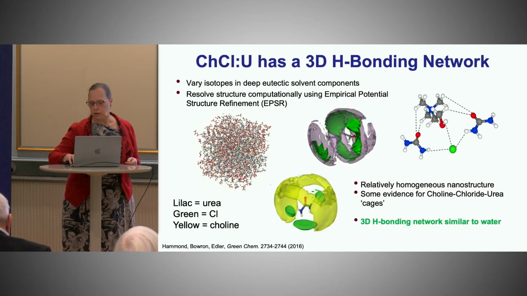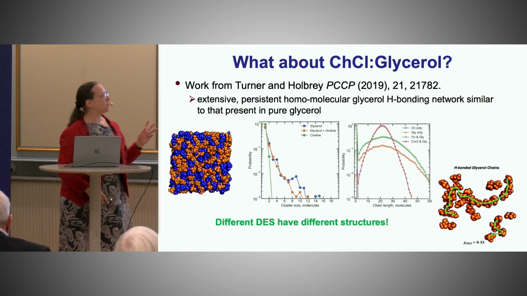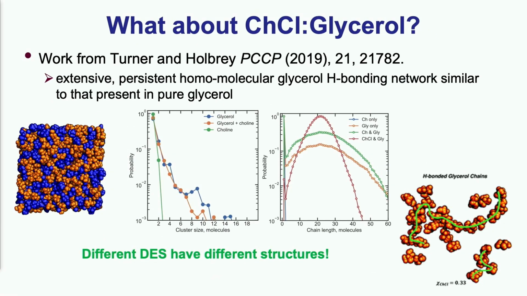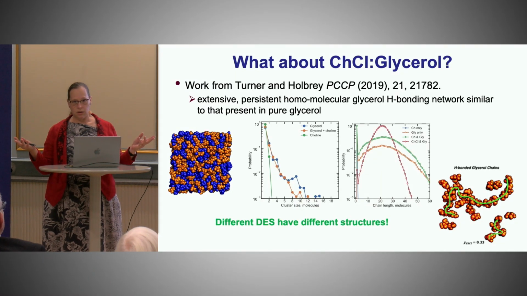But if we go to choline chloride glycerol, this is not our work, but from another group doing similar experiments, they found that here, glycerol is like a big bully. It just wants to keep networks with itself, with its glycerol friends, and the choline is sort of swept up in the glycerol network, but it doesn't interact with other cholines much at all. So really we've got these chains of glycerol, and the choline's just incorporated in various little spots. So if we have different components, we've got very different structures in our liquids, and that's going to give us different chemistry.